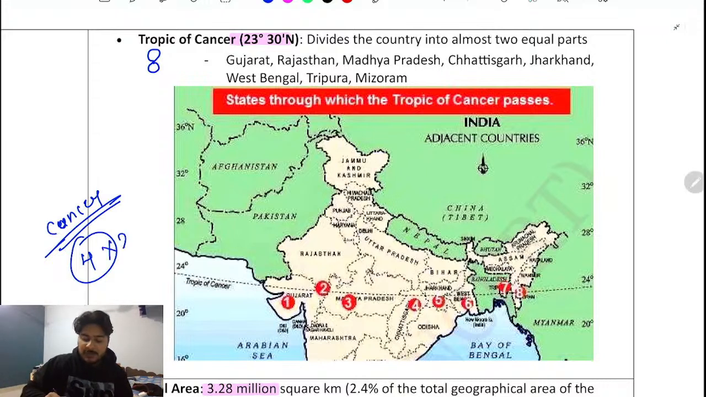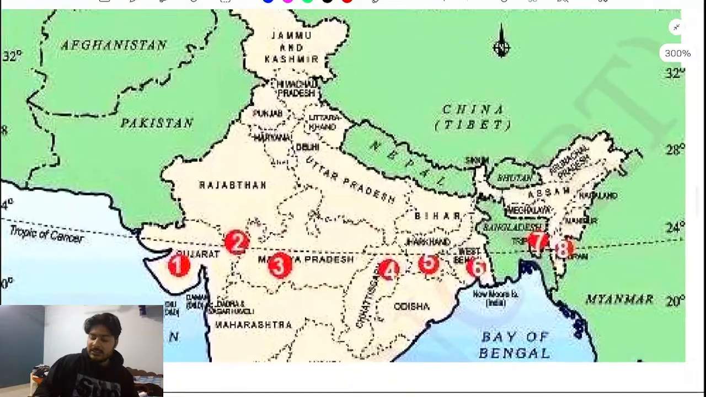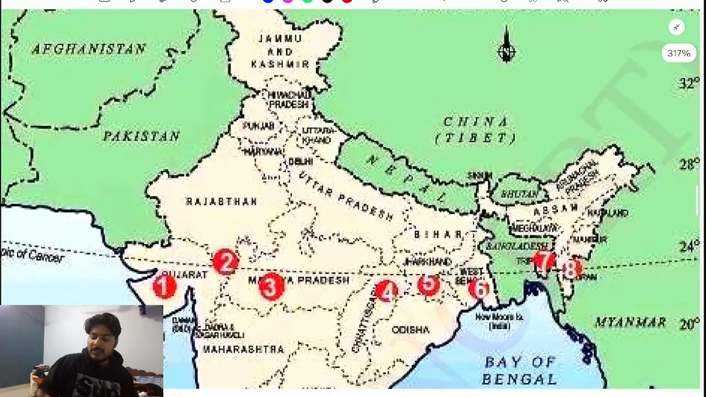So 4 multiplied by 2, that is 8. That is, Tropic of Cancer passes through 8 states of India. Clear? And they divide these states into equal parts. So, for example, this is the Tropic of Cancer. Now, you may see the 8 states.